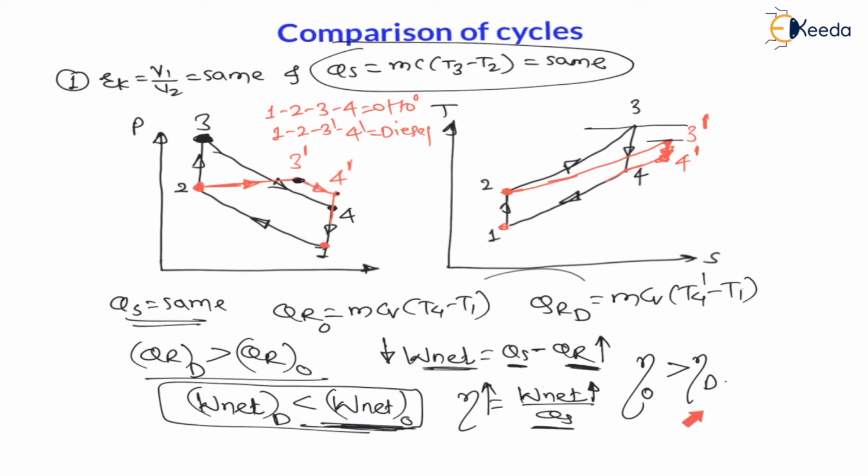Now, this efficiency parameter is very much important because in examinations, most of the time they ask questions on efficiency. What will happen to the efficiency? Whenever compression ratio is the same and heat supply is the same for Otto and diesel, the efficiency of Otto is maximum and the efficiency of diesel is minimum. That means the comparison is like this: efficiency of Otto is more than efficiency of dual, which is more than efficiency of diesel. This will be the comparison.